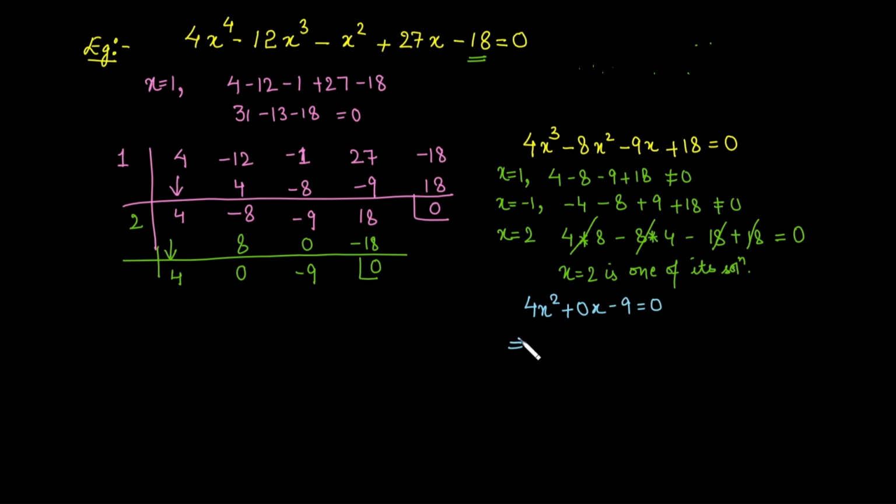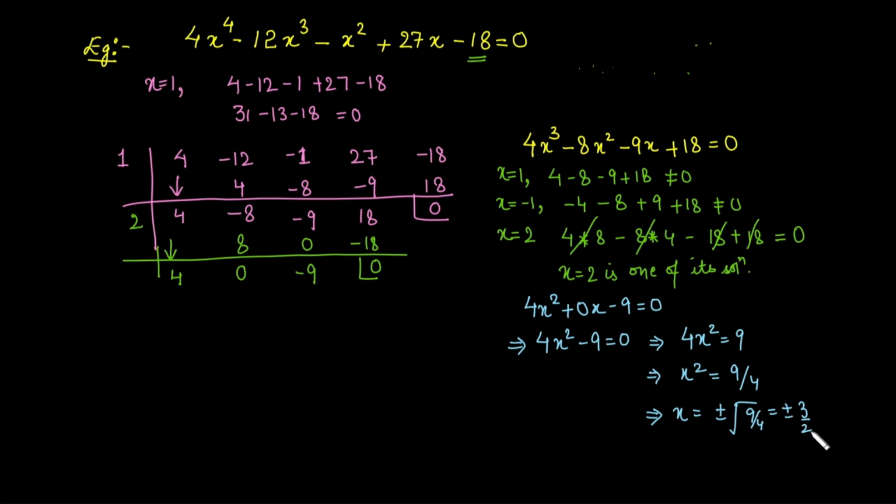So this implies 4x square minus 9 is equal to 0. This further implies 4x square is equal to 9. This implies x square is equal to 9 by 4. Take square root on both sides. x is equal to plus minus root of 9 by 4, so that is equal to plus minus 3 by 2. So in this case, we have 4 roots: x is equal to 1, then x is equal to 2, then plus 3 by 2 and minus 3 by 2.